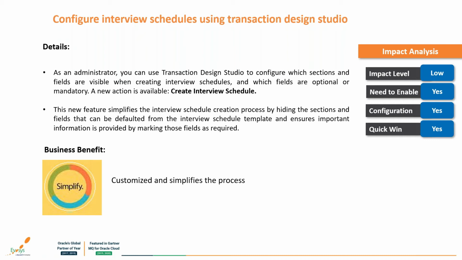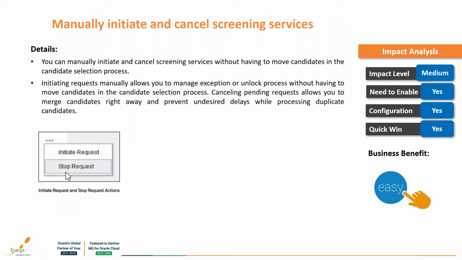So we'll move to the next feature now, which is manually initiate and cancel screening services. This feature basically says that you can manually initiate and cancel screening services in your recruiting ORC without having to move the candidate in the candidate selection process. So yes, this is also an interesting feature of 21B, which allows you to manually initiate or cancel some of the screening services within the system.